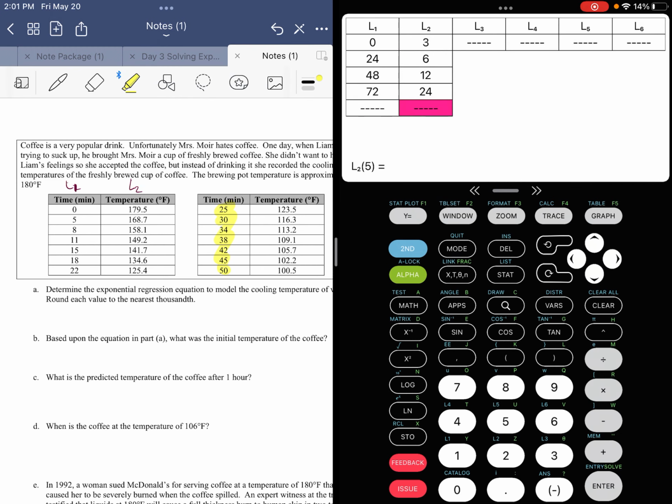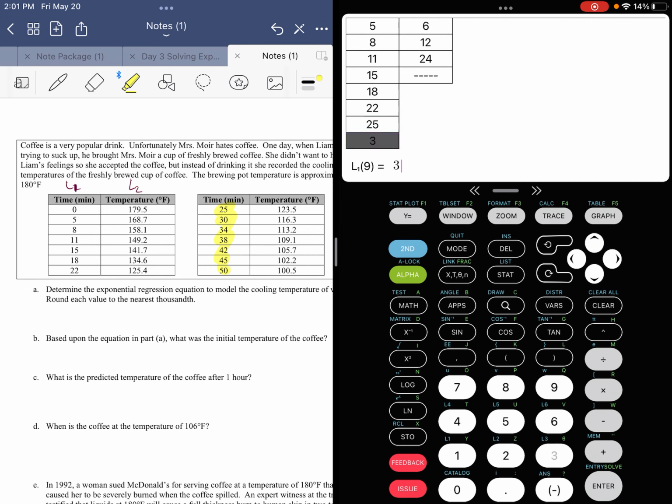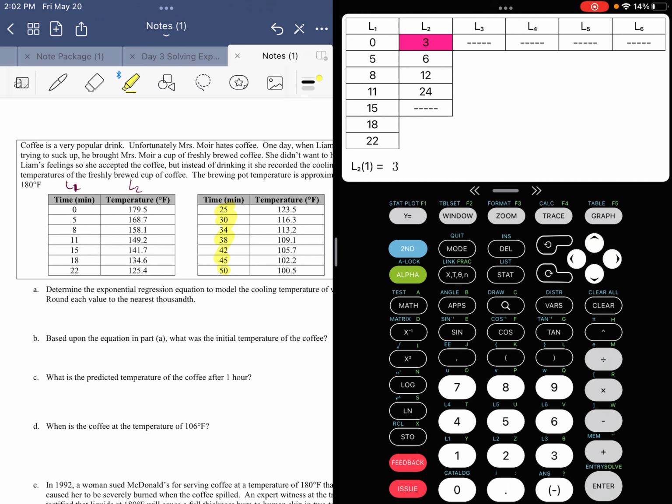So stat, edit. Let's start with our L1, and we're going to go 0, then 5, 8, 11, 15, 18, 22, 25, 30, 34, 38, 42, 45, and 50. Enter. And we need to go over. Make sure you start at the top. And 179.5, 168.7, and so on.